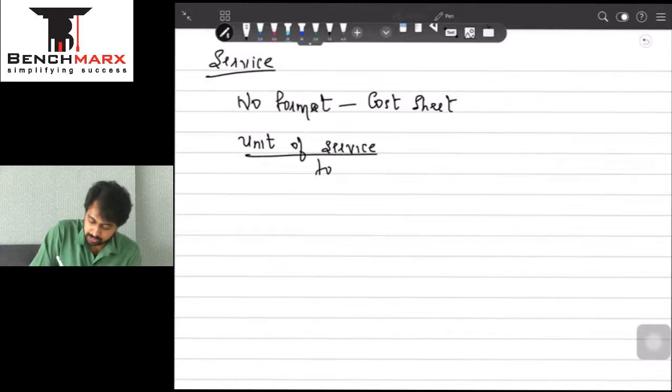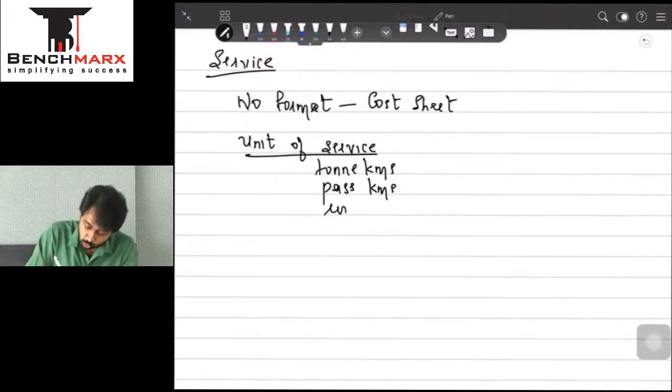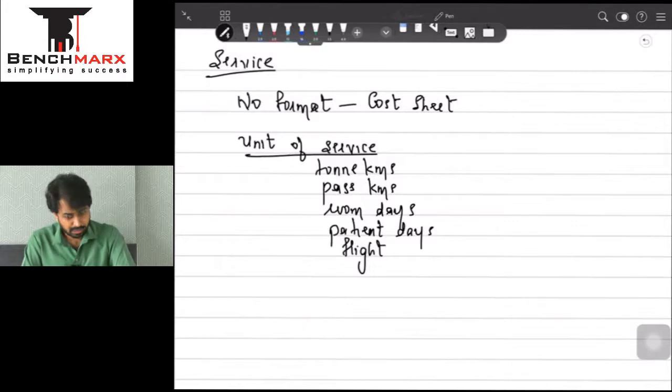It is going to be ton kilometers for a transport company. It can be passenger kilometers for a transport company involving transporting people. It can be room days, which is going to be in this question. It can be patient days in case I'm doing it for a hospital. It can be the cost per flight if I'm doing it for an airline company. बराबर, ये अपना यूनिट ऑफ सर्विस है.